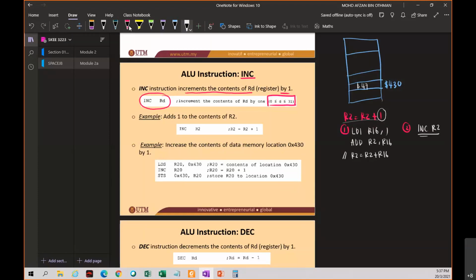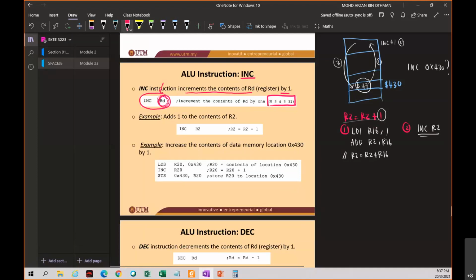Okay, can we simply put the INC 0x430? Boleh tak kita buat macam ni? Tak boleh. Kenapa tak boleh? Because INC, okay, if you can see here, hanya involve the GPR. So what are you going to do? Okay, mula-mula kamu ambil value ni, masukkan dalam GPR. Okay, and then from there, you increment lah dia by 1. Okay, so this is the second step. After you increment by 1, then after that you simpan balik ke dalam this location.